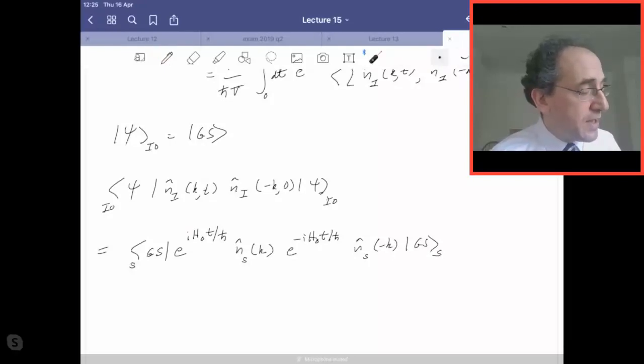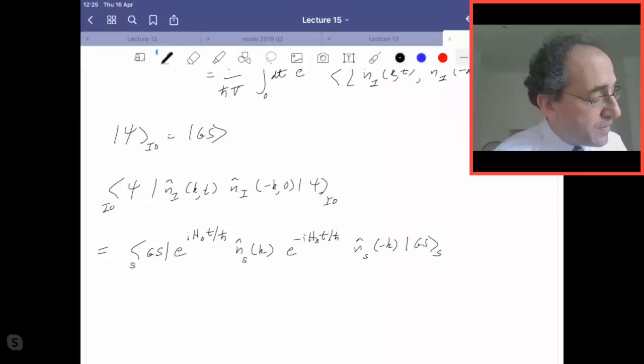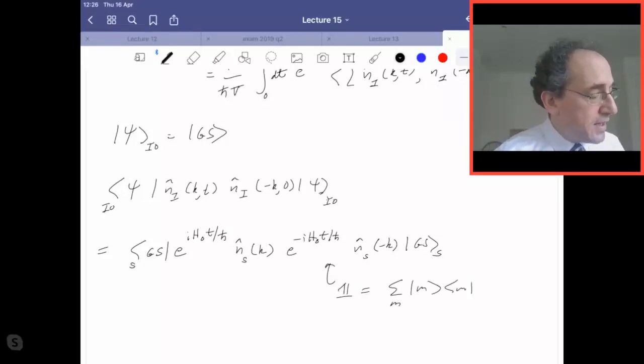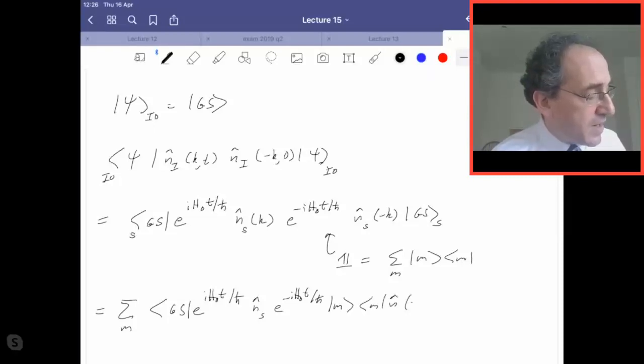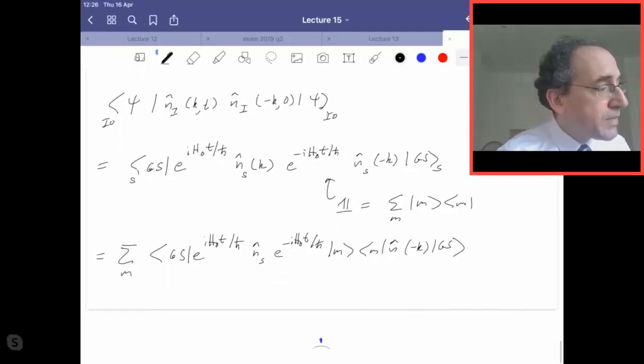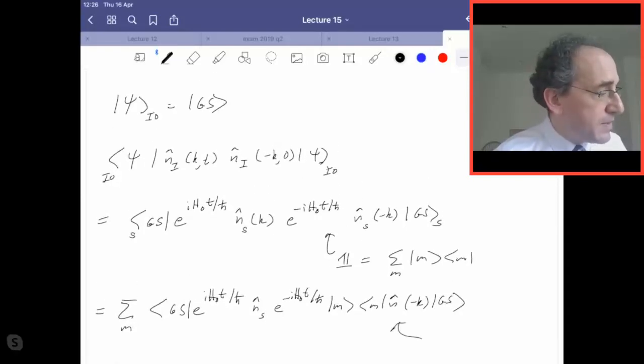And how do we handle this complicated correlation function? Well, the way to do it is to insert the identity, a sum over m, a complete set. So the quantity I'm interested in is the sum over m of ground state, e to the i h naught t over h bar, n hat of k, e to the minus i h naught t over h bar, m, and then m, n hat of minus k, ground state. We'll also use the fact that n hat of minus k is n hat dagger of k. I think we ran into that a few lectures ago. Pretty sure we did that. And so we'll use that.